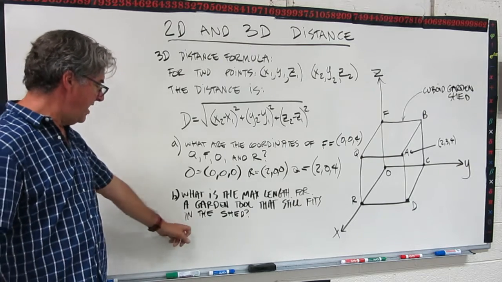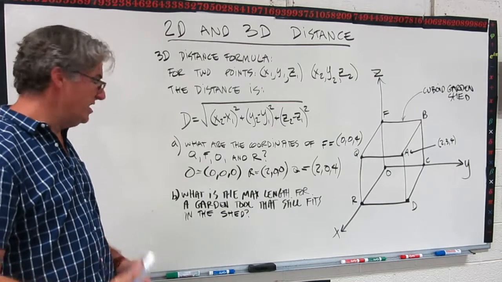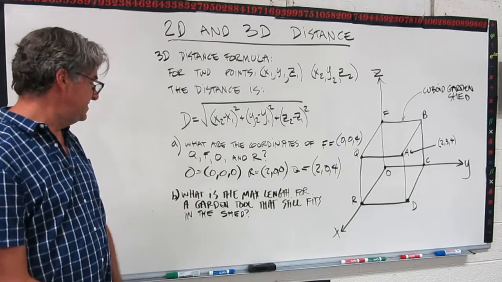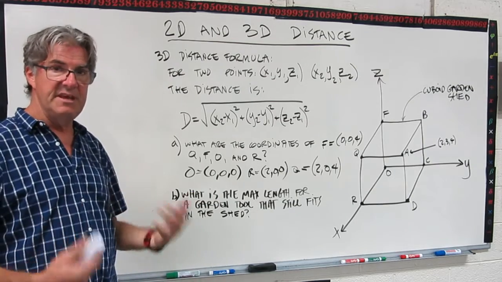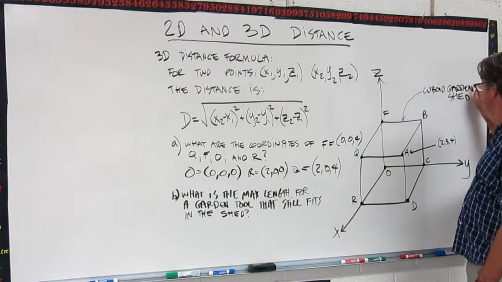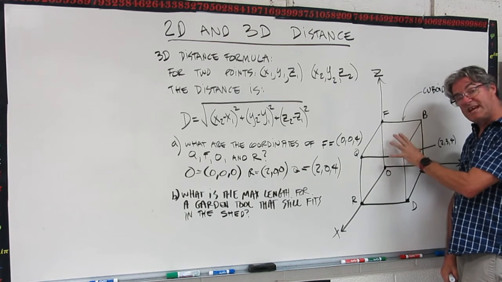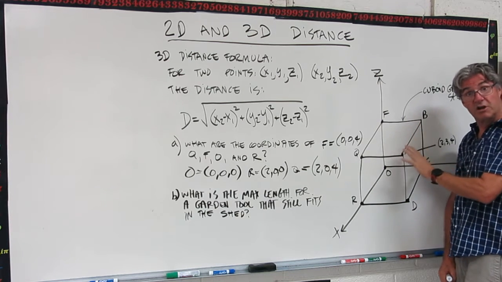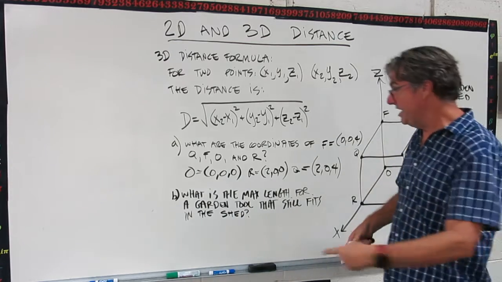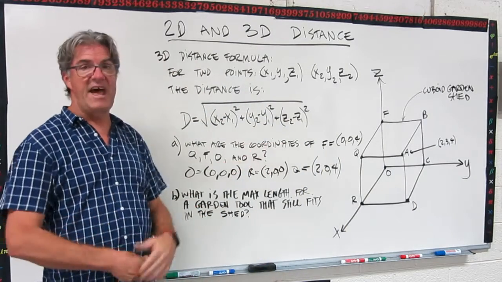Now, here's an IB-style word problem question. So let's read it off, and then I'm going to see what you can come up with. What is the max length for a garden tool that still fits in the shed? And let me give you a little context here. You might have noticed that I wrote up here cuboid garden shed. So yeah, it looks just like a box on a diagram. But let's pretend that this is a shed where you can store garden tools like rakes and hoes and shovels and all the things you need to work on your garden. So what they want to know is what's the longest tool that we can store in that shed?